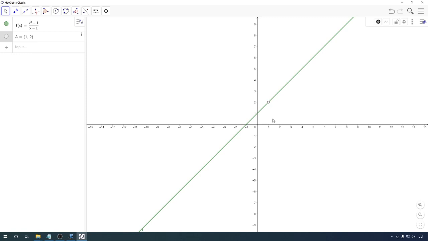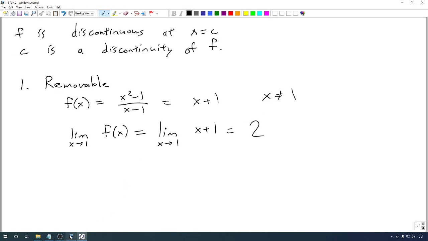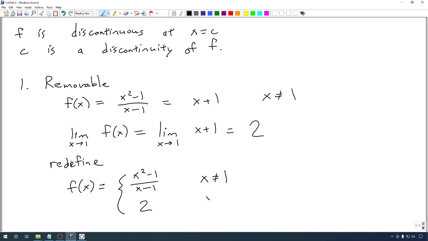We can repair f by giving it the proper definition at 1. If we say that at 1 it does equal 2, then we can fill in the hole. Essentially, we can redefine f of x to equal our formula that we already had when x is not 1, and 2, the value of the limit, when x is 1. If we do that, we've repaired f, and we've removed the discontinuity.